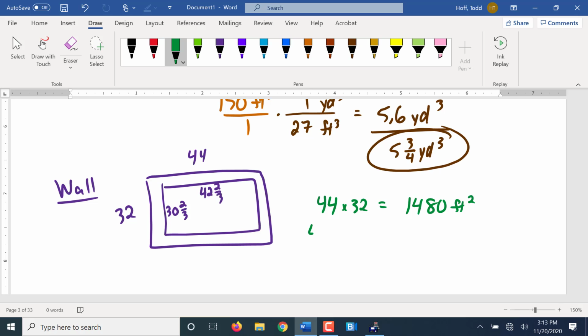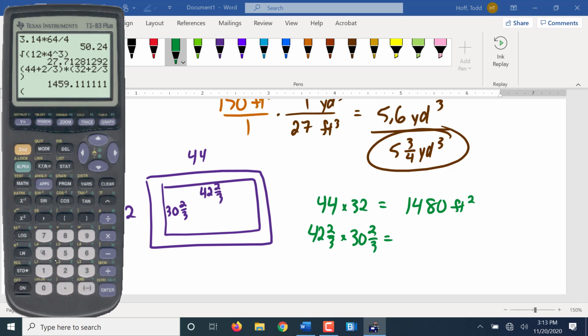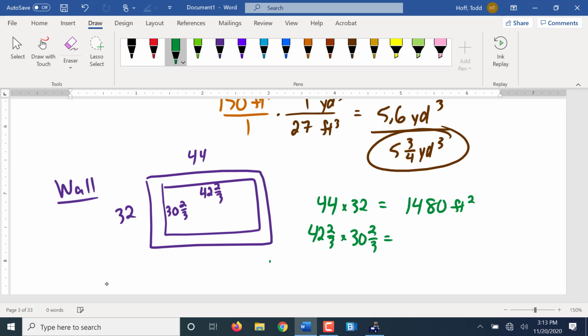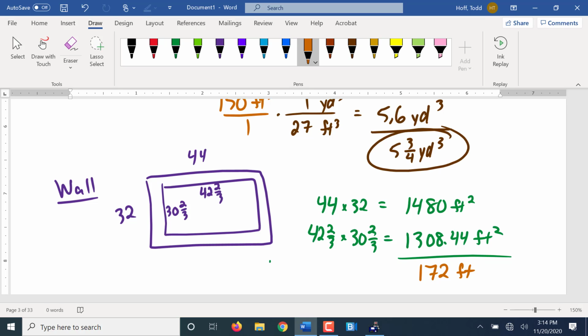On the inside, 1,308.44, yep. Now I'm just going to subtract 1,308. So does that give us 172? Yeah, 172 square feet, we're going to call it. Technically, it's 171.55555. We're going to call it 172 square feet.